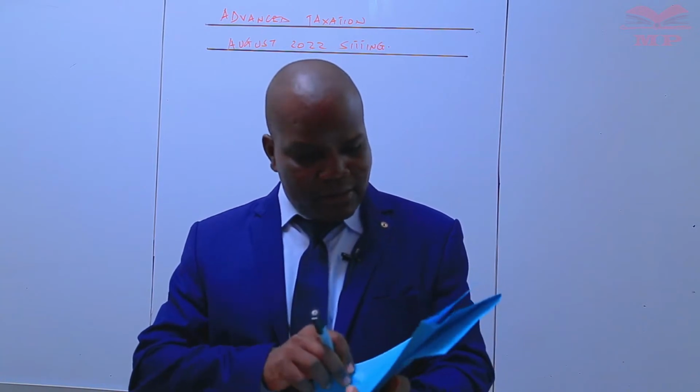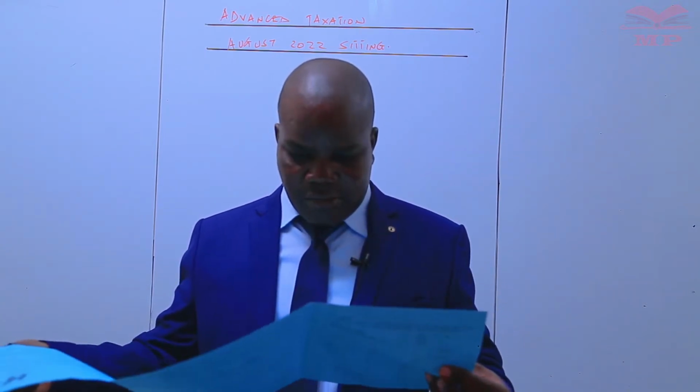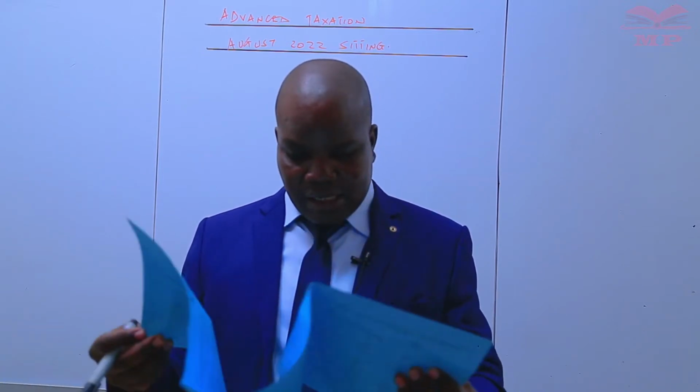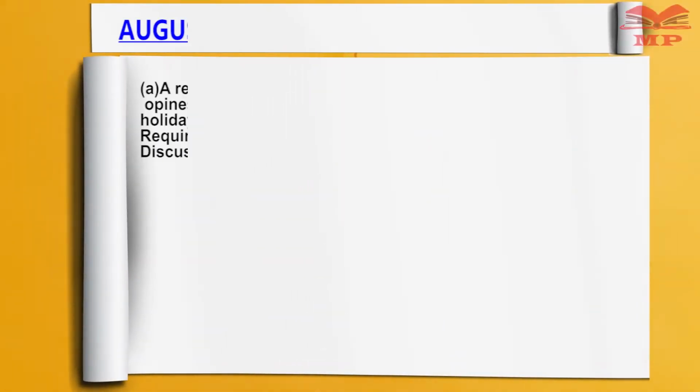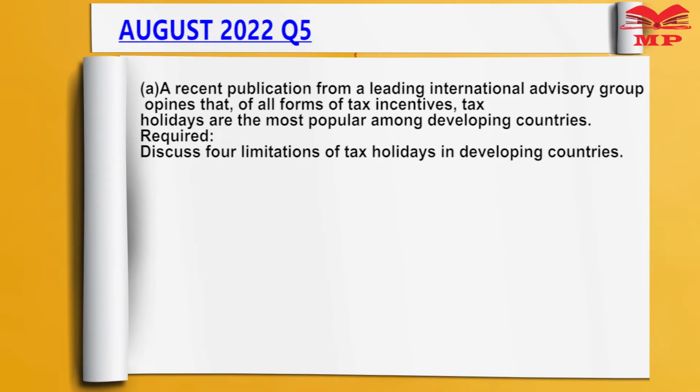So question 5 has 3 parts, that is part A, B, and C. Part A and B are theory questions, then part C is a computation question. So part A says, a recent publication from a leading international advisory group opines that of all forms of tax incentives, tax holidays are the most popular among developing countries. Required, discuss 4 limitations of tax holidays in developing countries, for 4 marks.